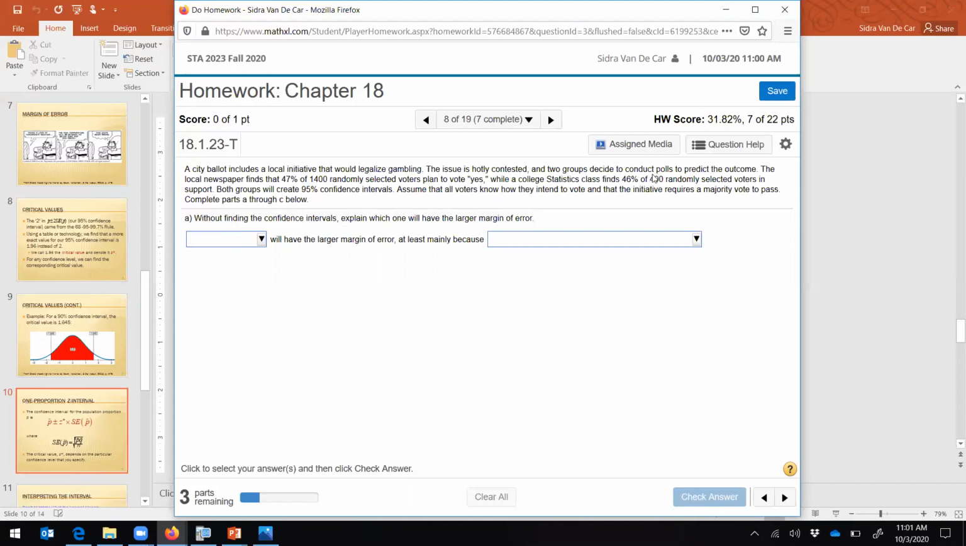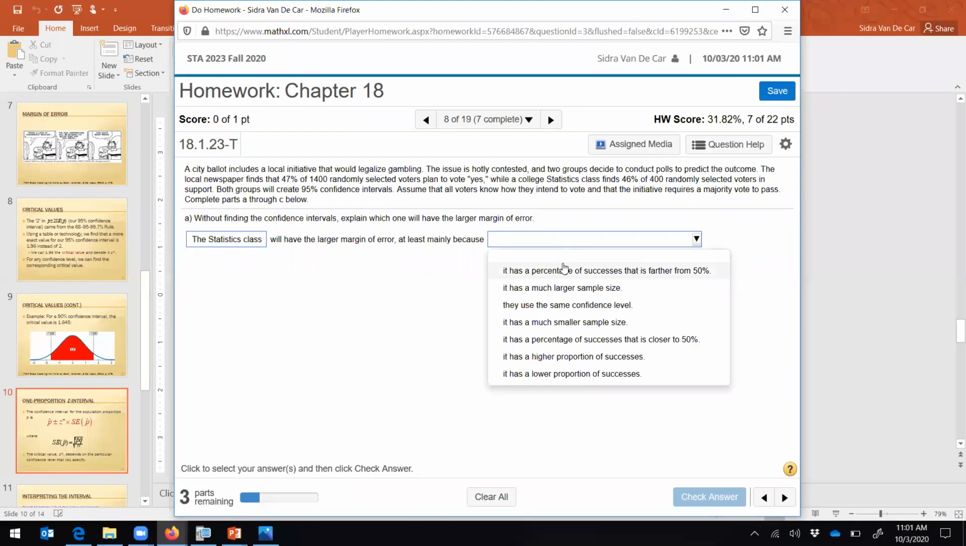This has a larger sample, this has a smaller sample size, so it will have a larger margin of error. The bigger the sample size, the smaller the margin of error. So our statistics class will have a larger margin of error because it has a much smaller sample size.